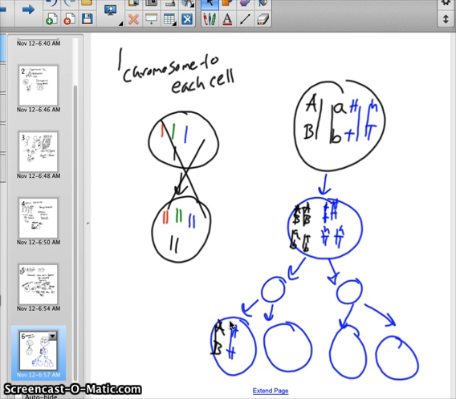The other possibility is, okay, we used one of each of those. Now this one could come over here again, so this cell could also have big A, big B. But now instead of getting another one of those, we could get down here. So now this is a totally different cell with a different combination of genes.